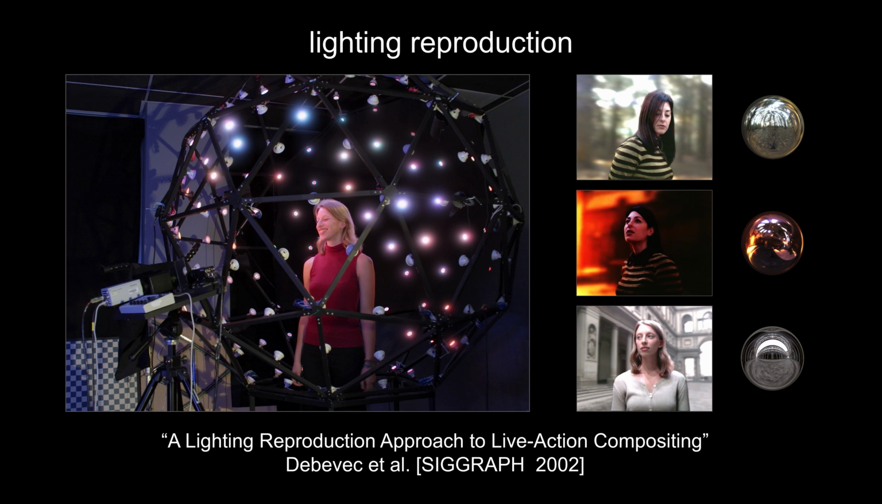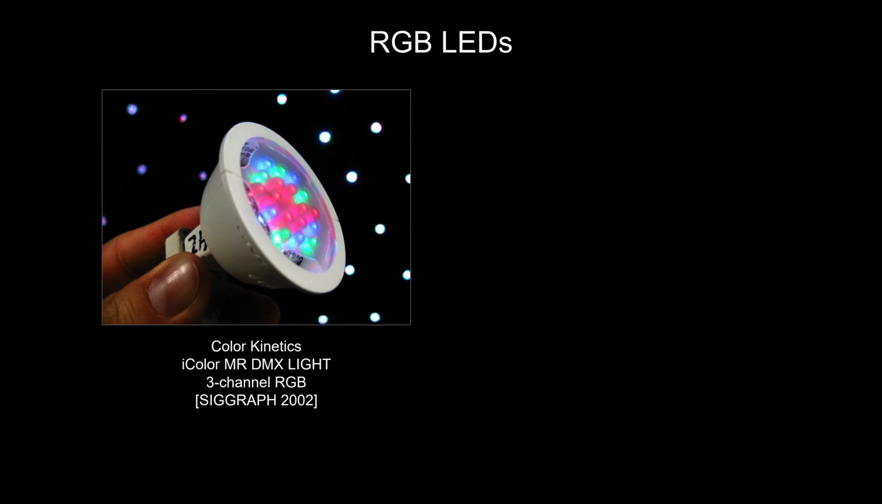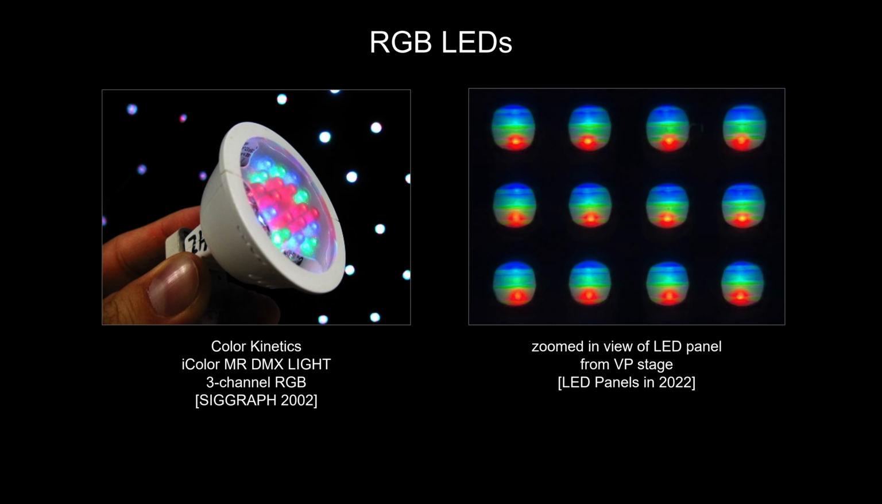So this was pretty cool, and back in 2002, Paul and team were using a 3-channel Color Kinetics light source, which was made up of red, green, and blue LEDs. And these are not actually all that different from the LEDs that are used in today's virtual production stages. This is a close-up view through a macro lens. We're seeing an individual LED unit, which is made up of a red, a green, and a blue diode at each pixel.